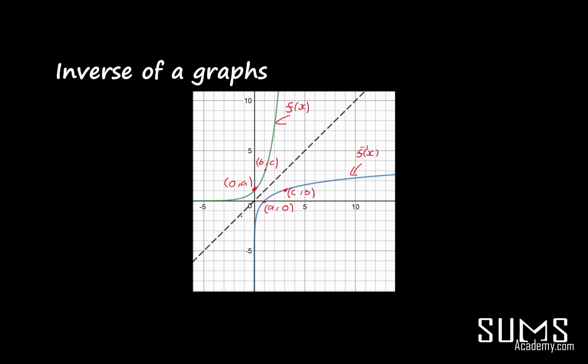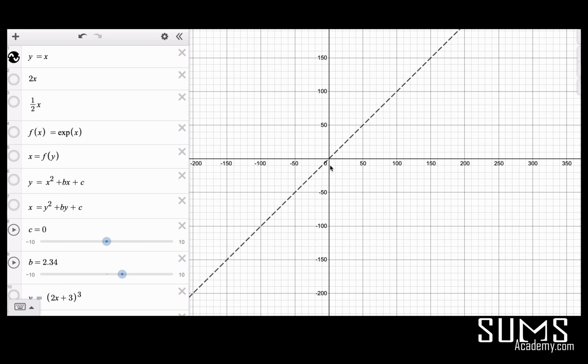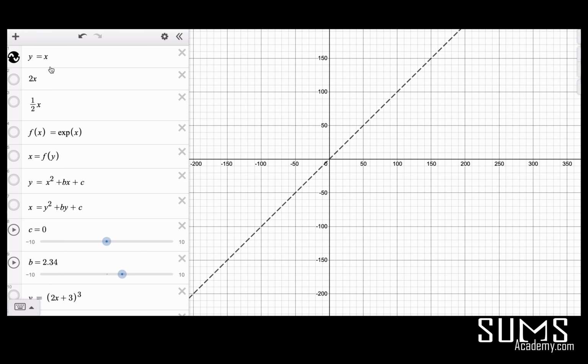So what happens is that when you inverse a graph, what you basically do is you reflect it along the line of y equals x. That's this dotted line here. So I'm going to show you some more examples. So here we have our line of y equals x.